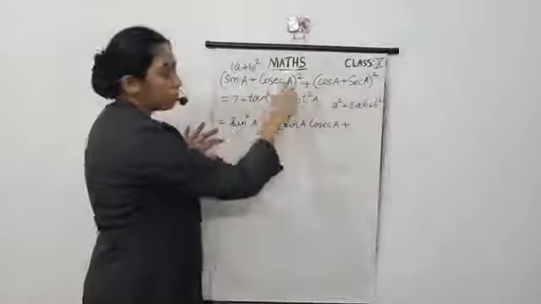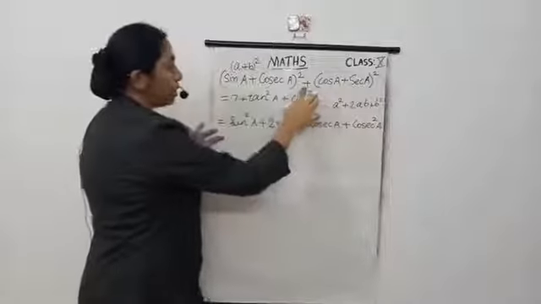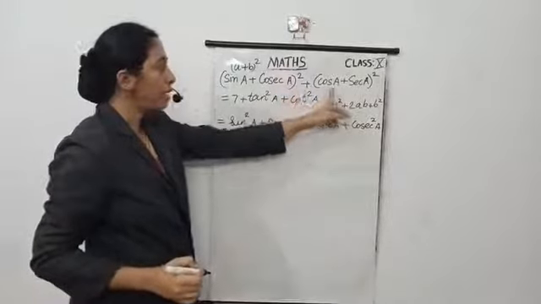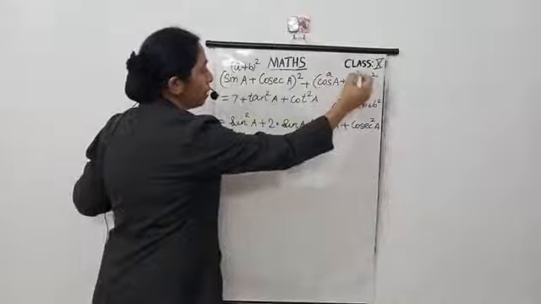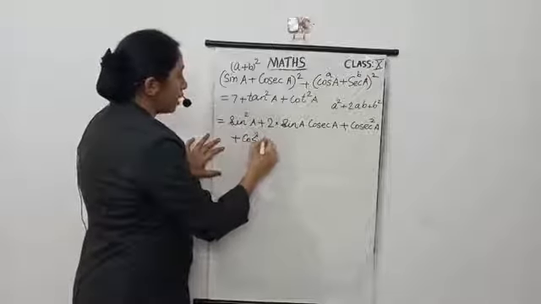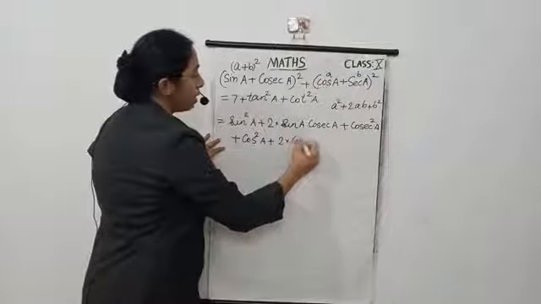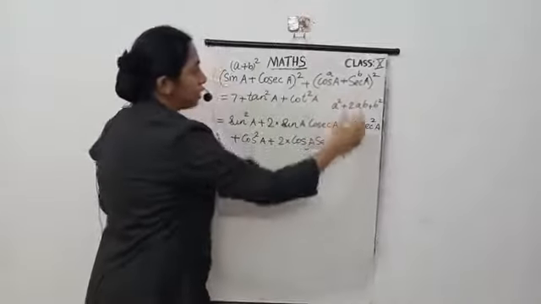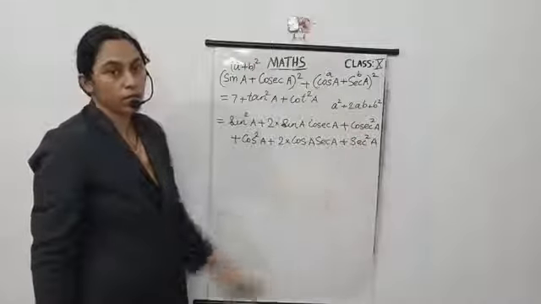B square is cosec square A. Now this plus, not to forget, again expand this portion. Here A is cos and B is sec. So that is cos square A plus 2 into cos A into sec A, plus sec square A, at the place of B square.